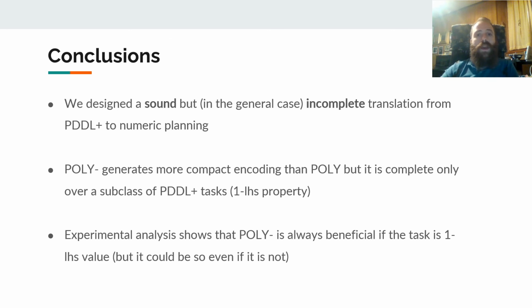To conclude, we have designed a novel translation for discretizing a PDDL Plus task into a numeric one that is sound but incomplete in the general case. Poly minus generates more compact encoding than Poly, but it is complete only over a subclass of PDDL Plus tasks. Experimental analysis shows that Poly minus can make the search lighter, and therefore that it is possible to obtain a more efficient translation scheme than Poly.